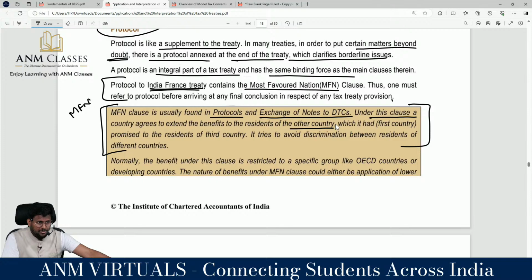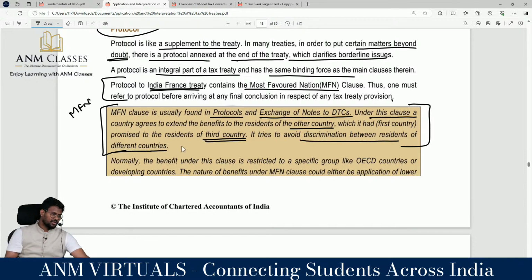Which is the other country? The second one entered, Japan, sir. A country agrees to extend the benefit to the residents of any country which the first country had promised to the residents of any third country. So whatever rate you gave the third country, we will apply that rate to the first country, in case it is a concessional rate. It tried to avoid discrimination between residents of different countries.